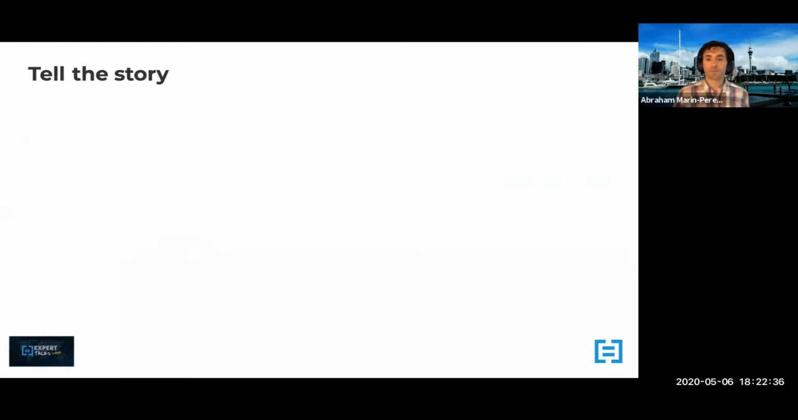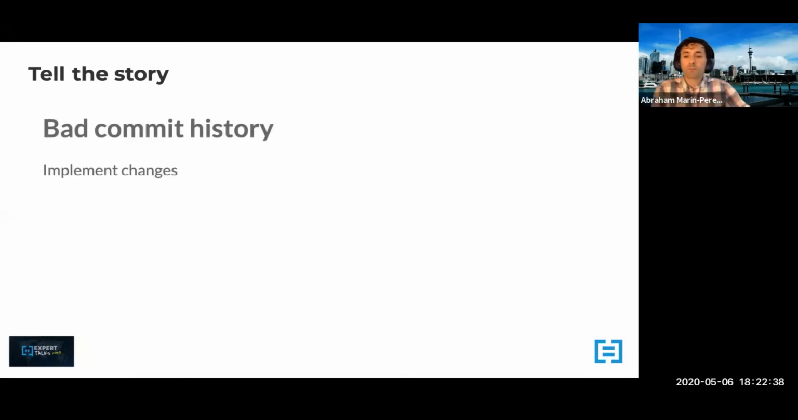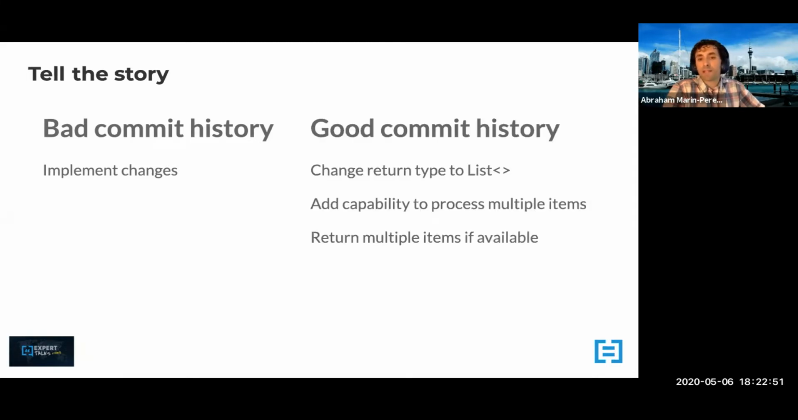So for instance, if we're trying to provide a pull request, this would be an example of a bad commit history because it doesn't tell me much. "Implement changes." Okay, you could have left it blank. It doesn't tell me anything. This would be an example of a nicer commit history.